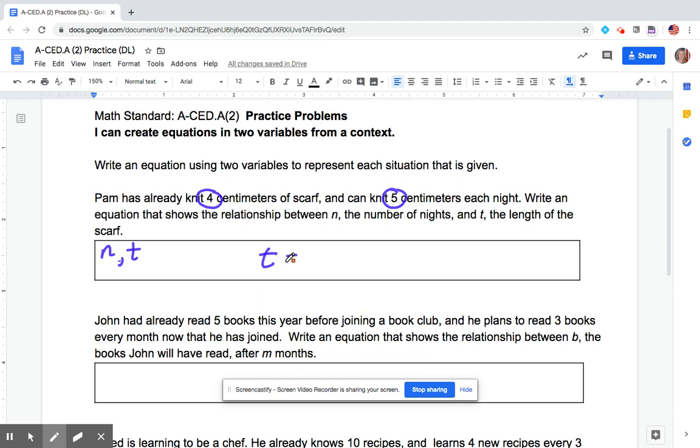Now, she's already knit 4 centimeters of scarf, so that's what we call an initial value. And she can knit 5 centimeters every night. So we've written our equation in two variables from a context. Another way to write that equation, we could have done t is equal to, and done the rate of change first plus the initial value.